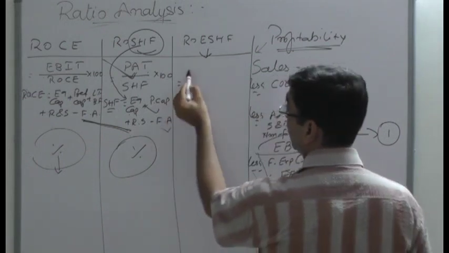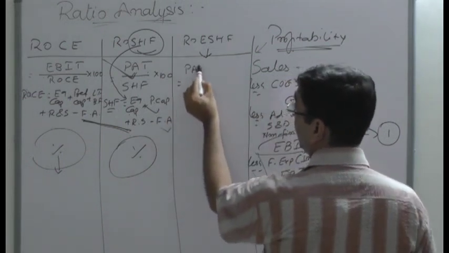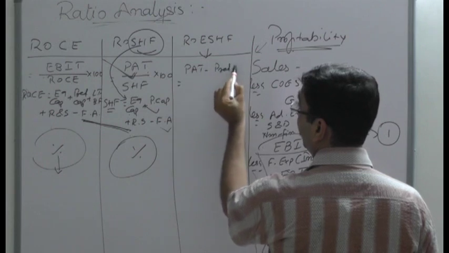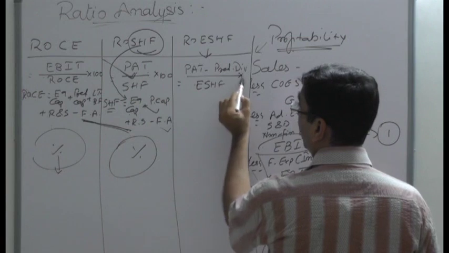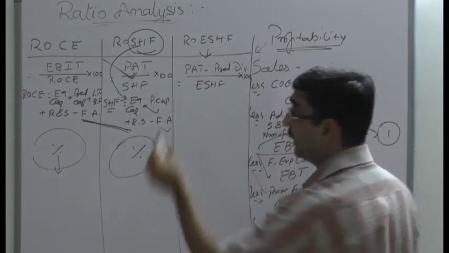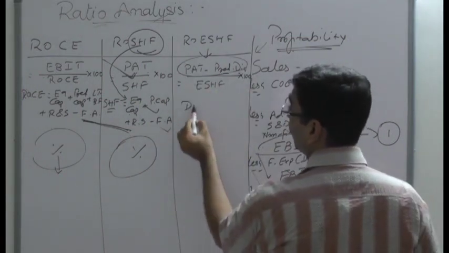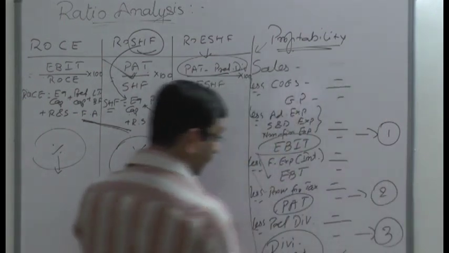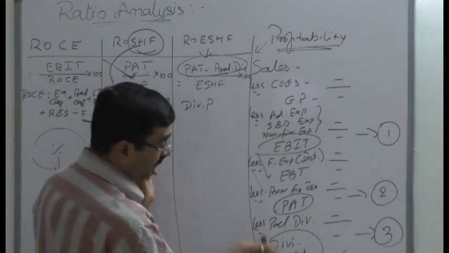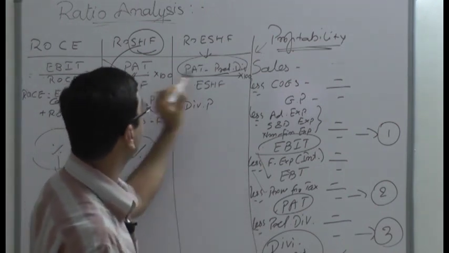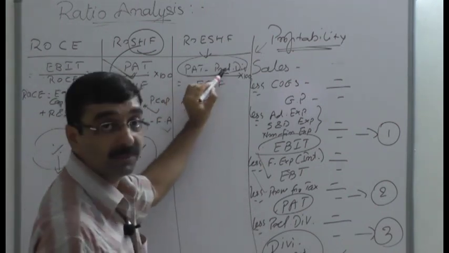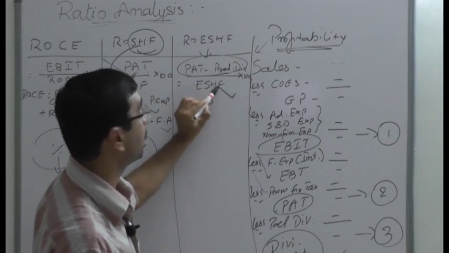Coming to the next and last formula, that is return on equity shareholders fund. The formula is very simple: PAT minus preference dividend divided by equity shareholders fund into 100. You can write divisible profit here instead, which is already found. Ultimately, divisible profit is found through profit after tax minus preference dividend. Or you can write both things here, profit after tax minus preference dividend divided by equity shareholders fund.